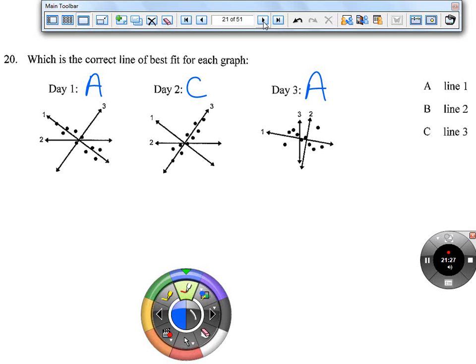Okay, which of these is the correct line of best fit? So day 1, let's see. This looks a little bit confusing, telling what in the world is going on with these points. Let's see.